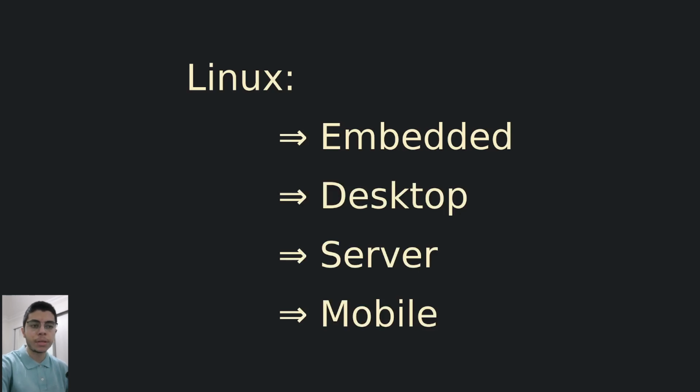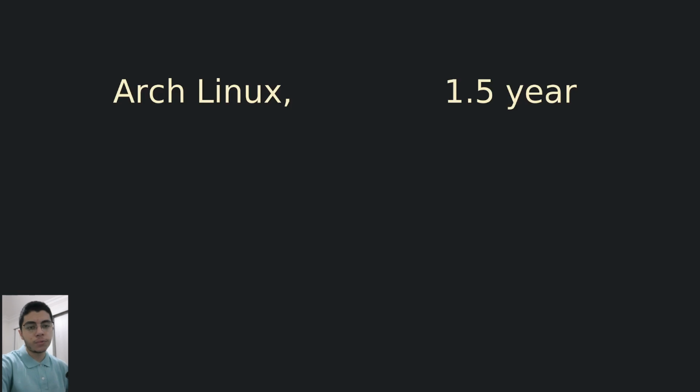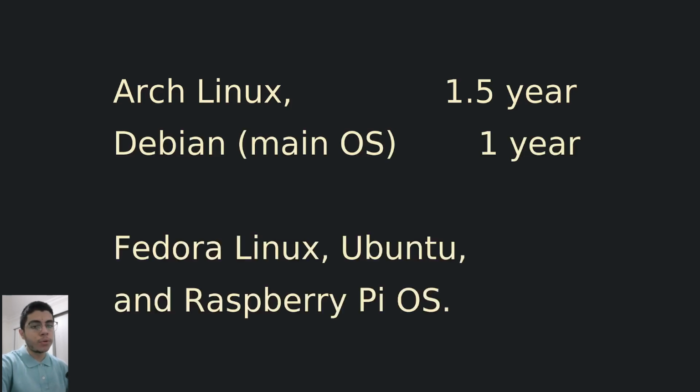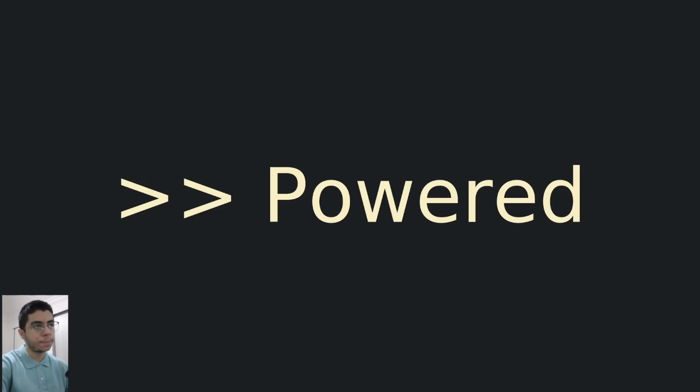Different distributions depending on the case, of course. Namely, and as of now, Arch Linux for 1.5 years, Debian for 1 year now. It is currently my main operating system. I'm actually recording from it right now. Fedora Linux, Ubuntu, and Raspberry Pi OS for a variety of projects. So I can say that Linux is what powered many of my projects.